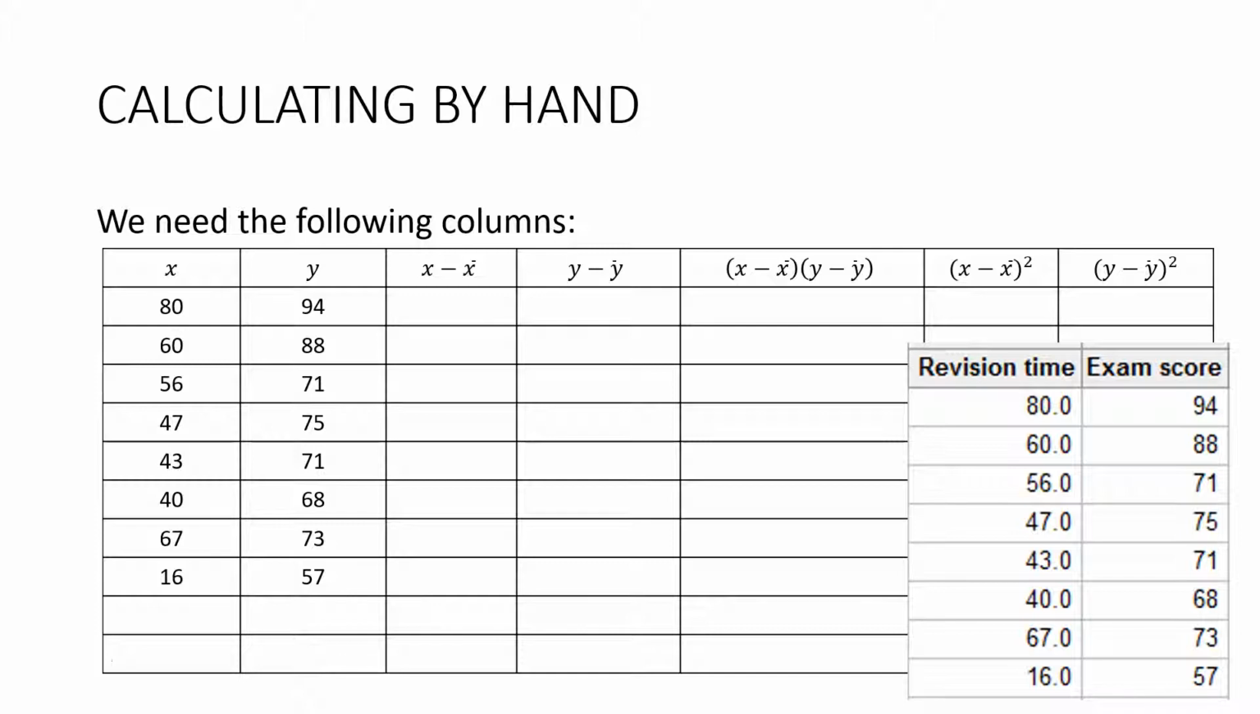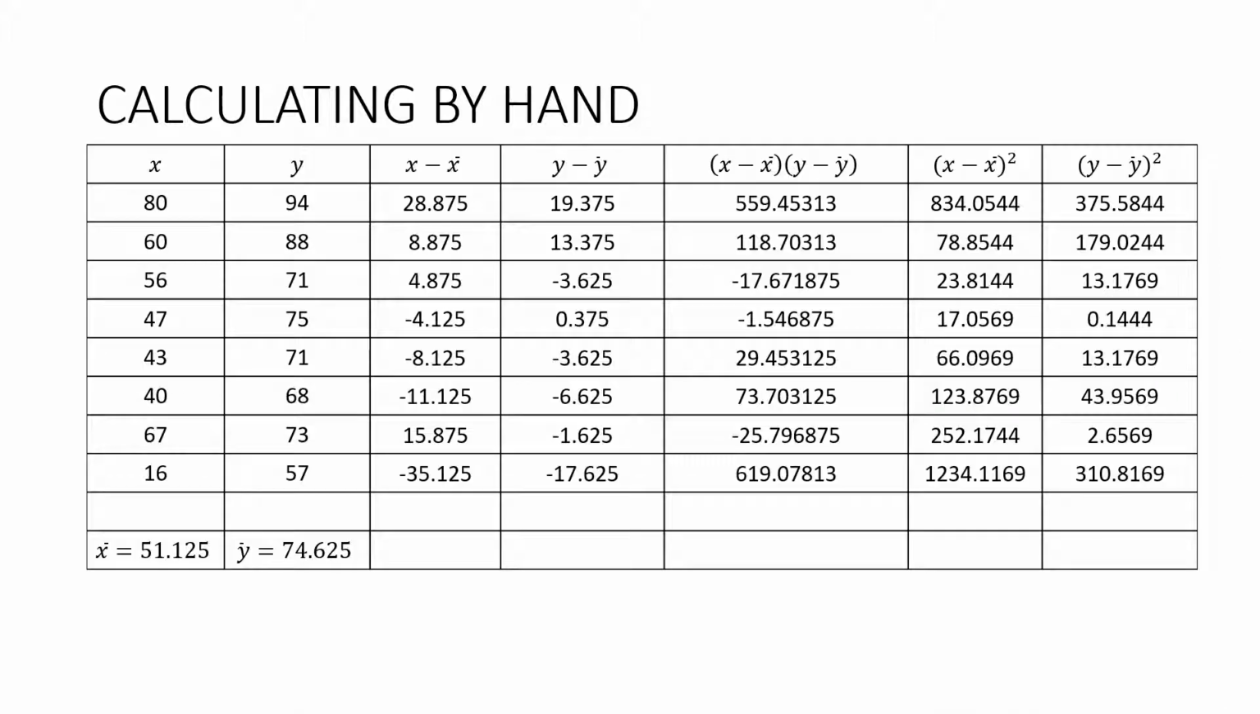To do that, you're going to need the following columns. Here's our first variable and the second one. We need to know the mean in each case. Then this column subtracts the x mean from x. This one subtracts the y mean from y. Then we need the product of these two, and we need to square each of these columns. So there's all the data, all the calculations. Once we've done that, we need to sum this column here and then these two as well.